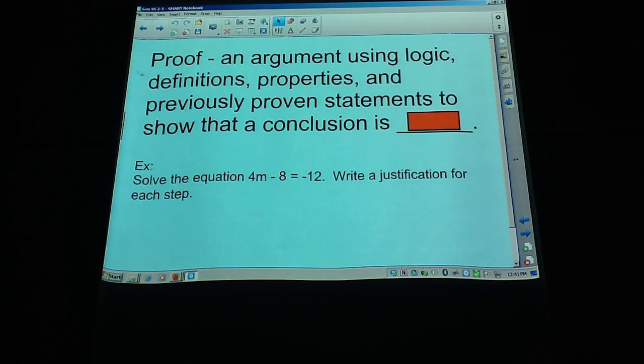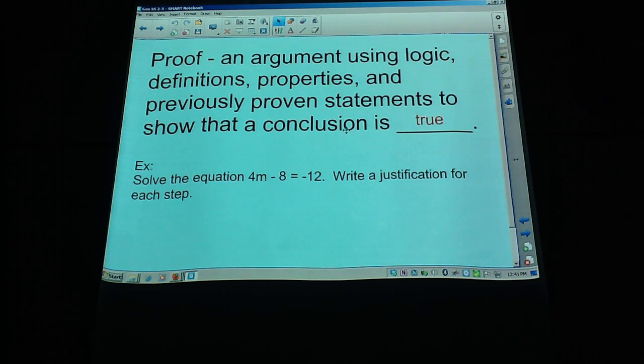All right, a proof, and this is where we're going to be heading in the next couple of sections. A proof is just an argument using logic. Mainly it's just that, but we also use definitions, properties, and previously proven statements to show that our conclusion or our conjecture has to be true. So a proof again is just an argument that uses logic, definitions, properties, or previously proven statements to prove our conjecture true.